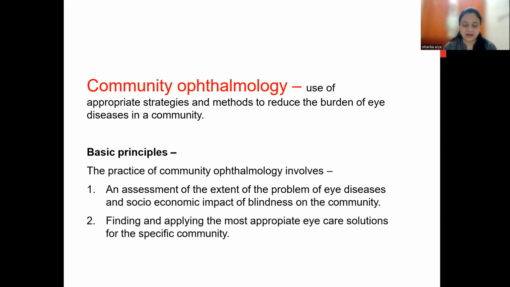That is, the practice of community ophthalmology involves an assessment of the extent of the problem of eye diseases and the socio-economic impact of blindness in the community. Second, finding and applying the most appropriate eye care solutions for the specific community.